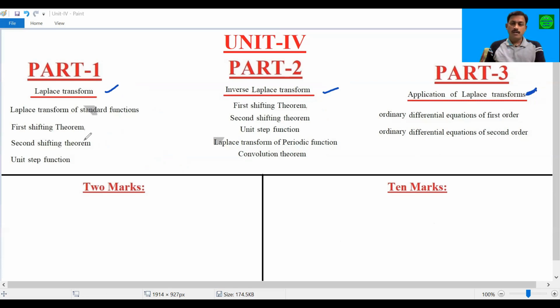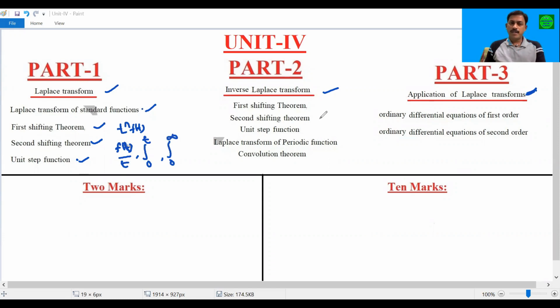In part 1, the concepts are standard forms we have to learn. First shifting theorem we have to learn, second shifting theorem, and definition of a unit step function, and the models t power n into f of t, f of t by t we can expect, or integral 0 to t you can expect, and you can expect an evaluate problem, integral 0 to infinity.